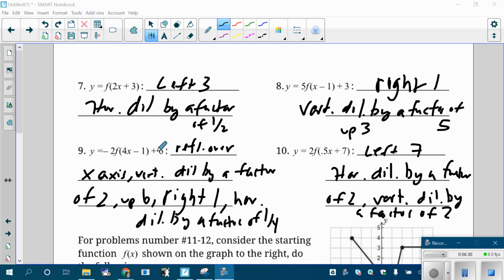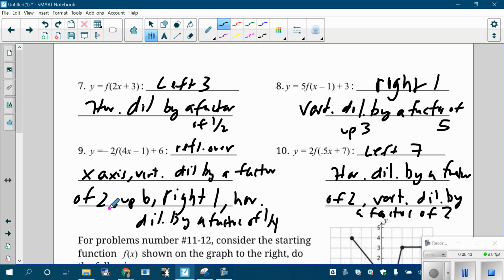The most important thing with number 9, well, there's a couple important things, but first, when you see a -2 on the outside, like I was saying before, it's a reflection over the x-axis and a vertical dilation by a factor of 2. There's no such thing as a vertical dilation by a factor of -2. That doesn't make any sense. It's a reflection and a vertical dilation by a factor of 2.